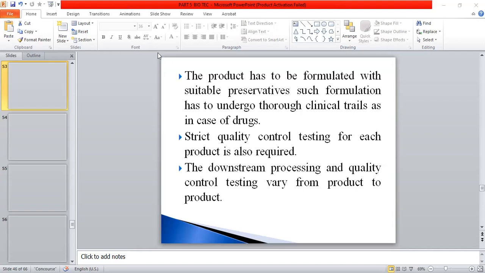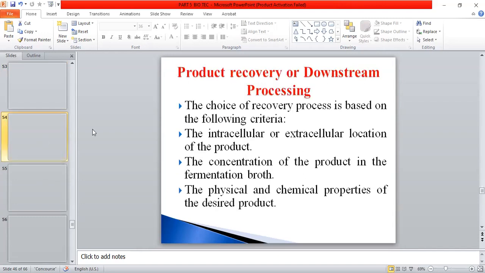My dear students, strict quality control testing for each product is also required. The downstream processing and quality control testing vary from product to product. You know about that. Some fruits, some liquids, milk as well as other food products, each and every one of them has a special treatment process. So that is also very, very important.